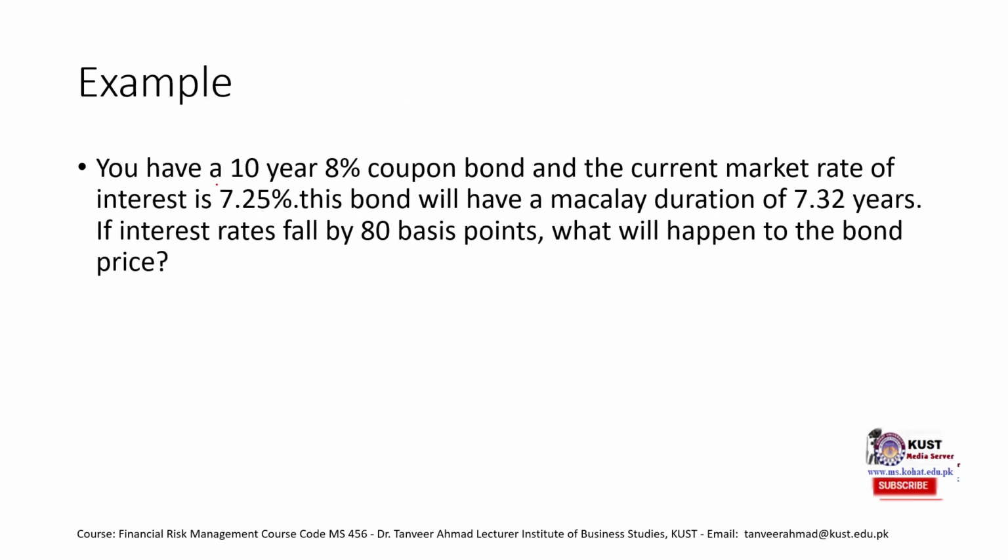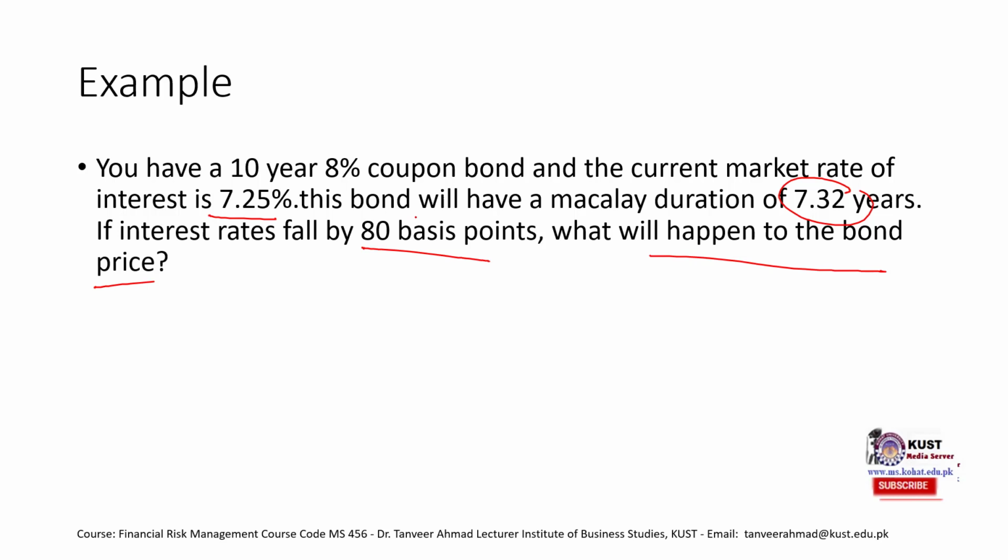You have a 10-year 8% coupon bond, and the current market rate of interest is 7.25%. This is YTM, this is coupon rate. We have a 10-year bond. This bond will have a Macaulay duration of 7.32. The Macaulay duration is already given in this example, but if it isn't given, then you need to find it. If the interest rate falls by 80 basis points, what will happen to the bond price?